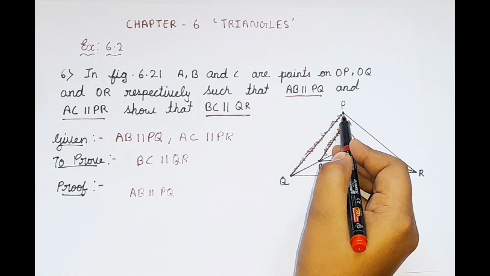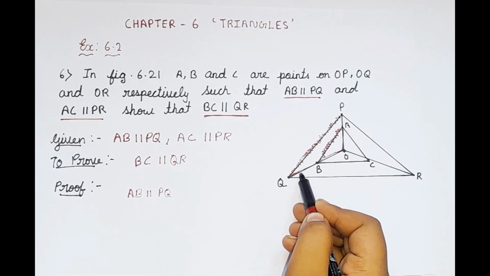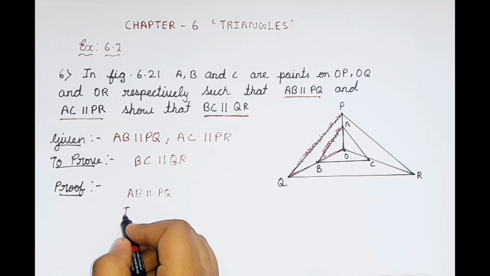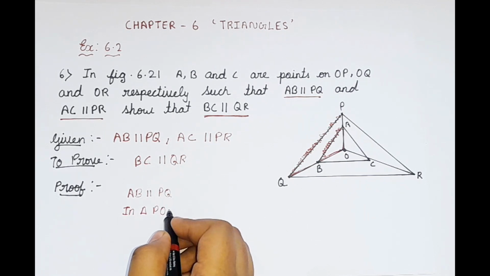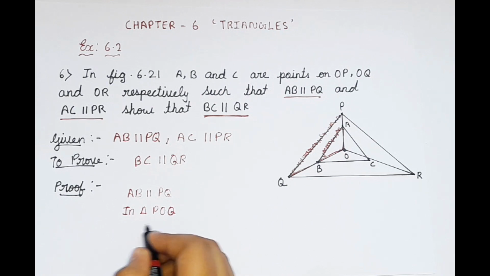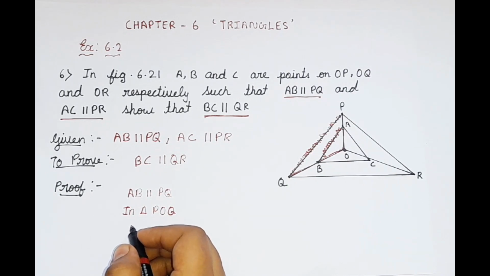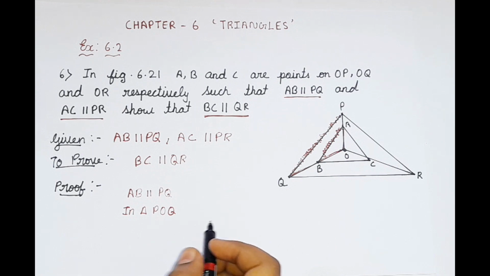This triangle. Am I right? In this triangle they are lying. So we can just write in triangle POQ. Okay, in triangle POQ. Now we are going to be applying basic proportionality theorem. That is the Thales theorem. Okay, so according to Thales theorem we are supposed to write.